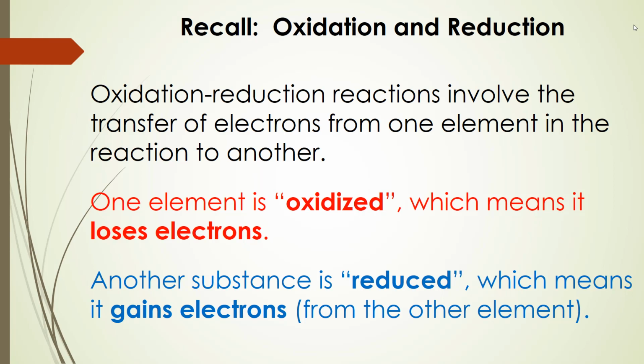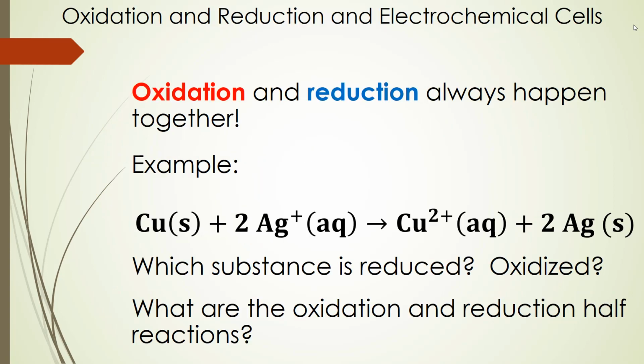In the same reaction, another substance is reduced. That means that it gains electrons. And it gets those electrons from the other element, which is why they always have to go together. So again, just to reiterate, make sure you remember that oxidation and reduction always happen together.